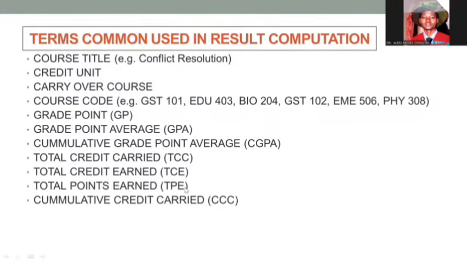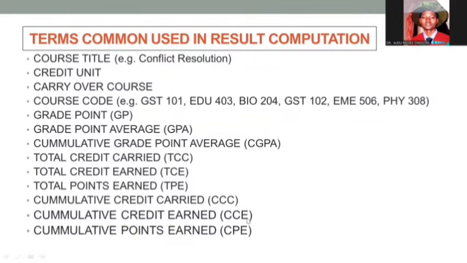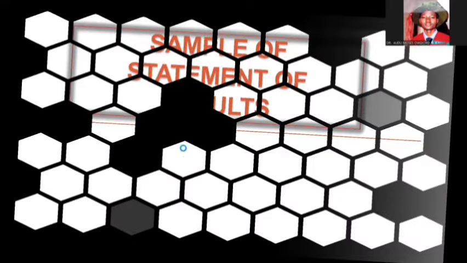Then the cumulative of the credit carried, we call cumulative credit carried, CCC. Then the cumulative of credit earned is called cumulative credit earned, CCE. Then we have the cumulative of the points earned, we call CPE. So these are the terms used in computation of semester result.